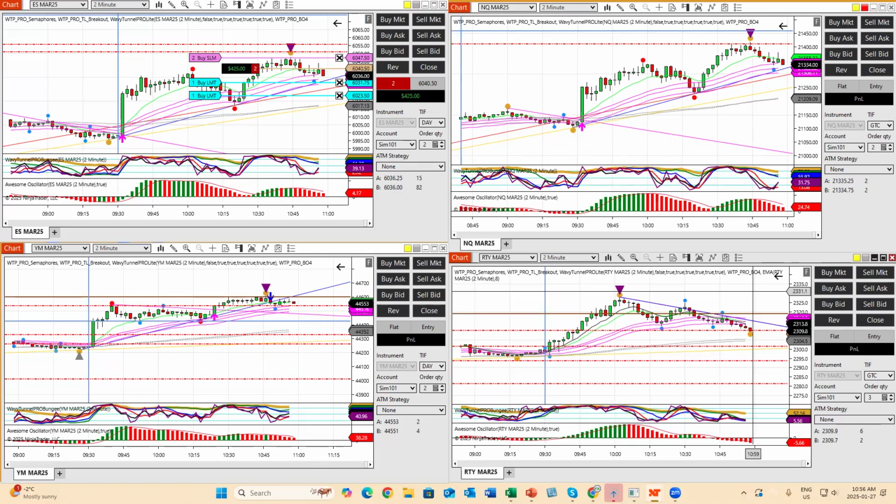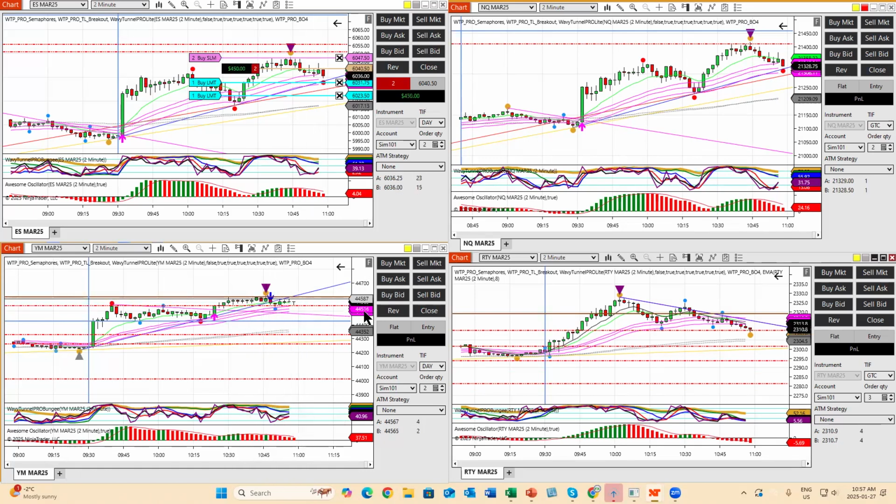Angles on ES, NQ, and YM look good. What do you mean by that? Okay. It's interesting. Look at, oh, come on. Just come down and give us some more profit. Look at the YM. It's perfectly sideways.